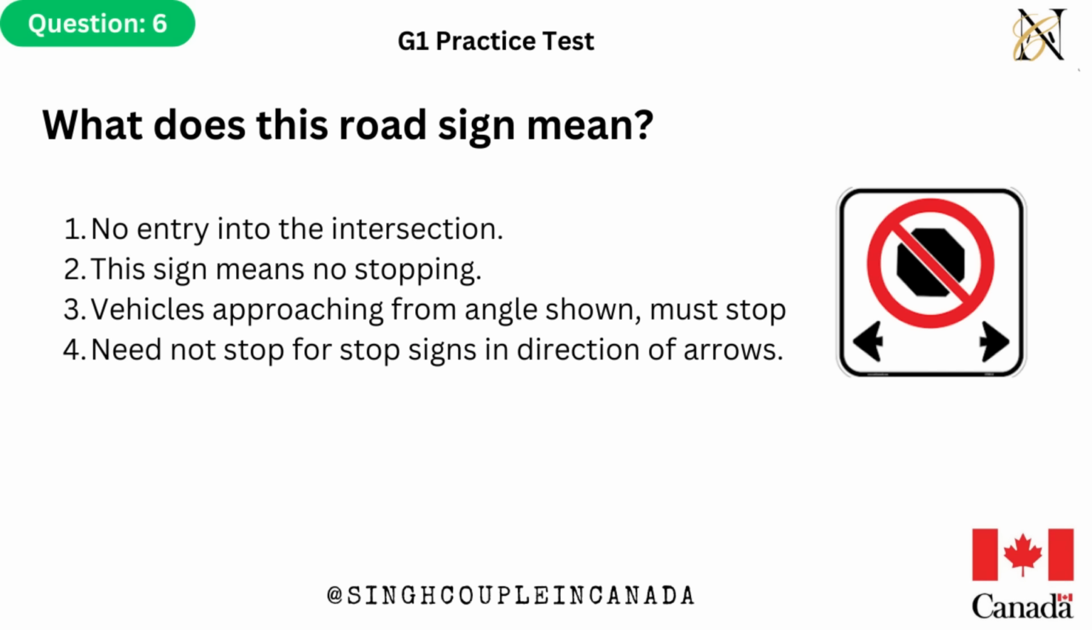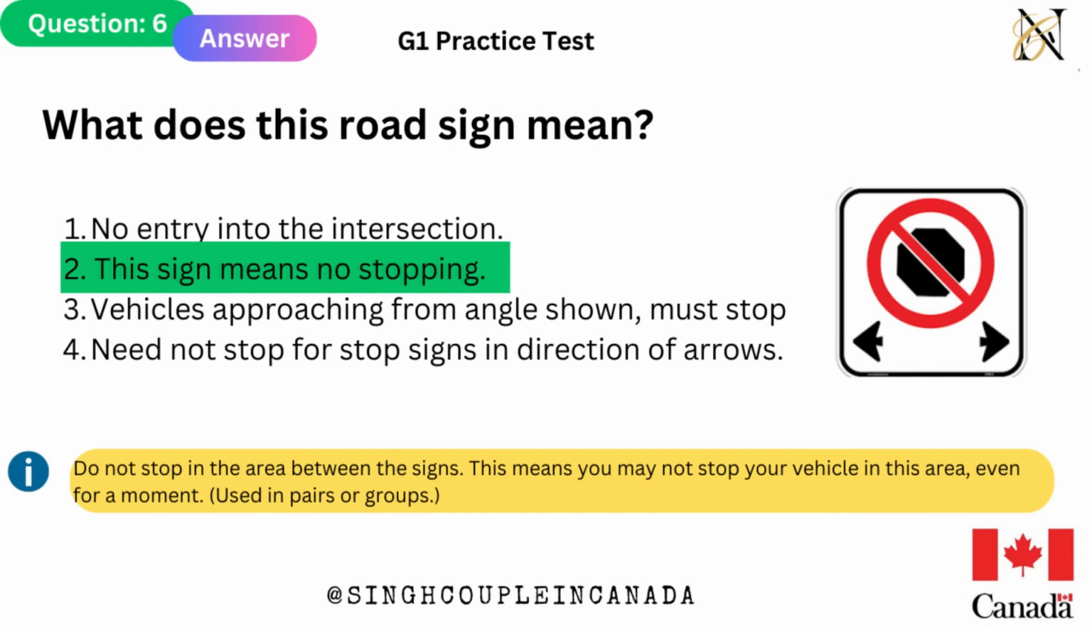What does this road sign mean? 1. No entry into the intersection. 2. This sign means no stopping. 3. Vehicles approaching from angle shown, must stop for. 4. Need not stop for stop signs in direction of arrows. The answer is 2. This sign means no stopping. Do not stop in the area between the signs. This means you may not stop your vehicle in this area, even for a moment. Used in pairs or groups.